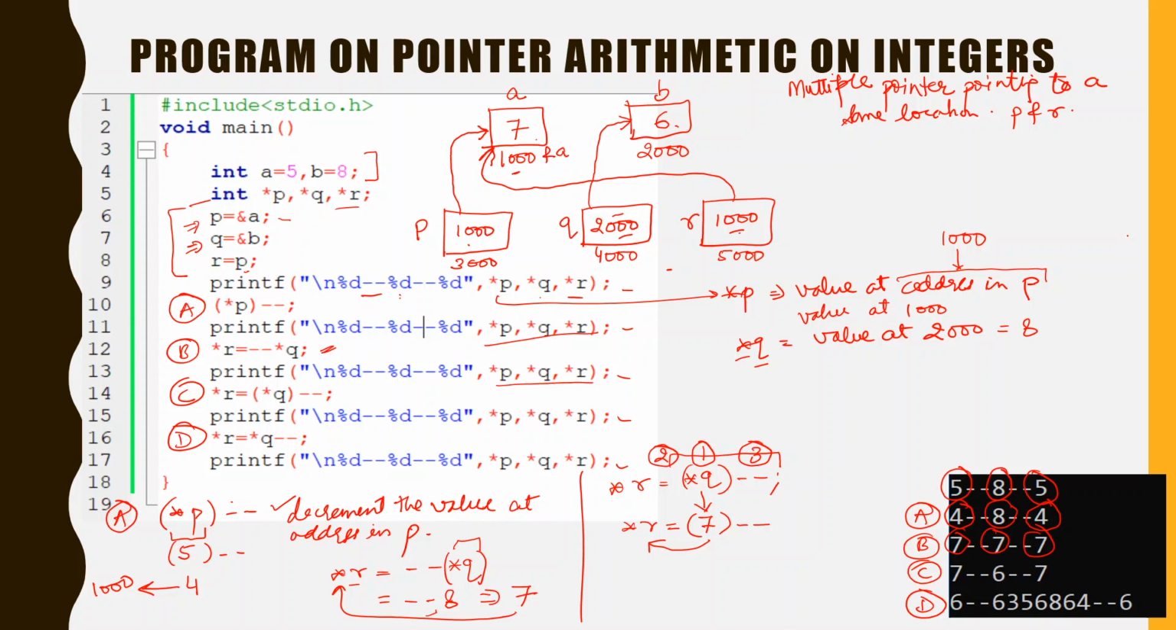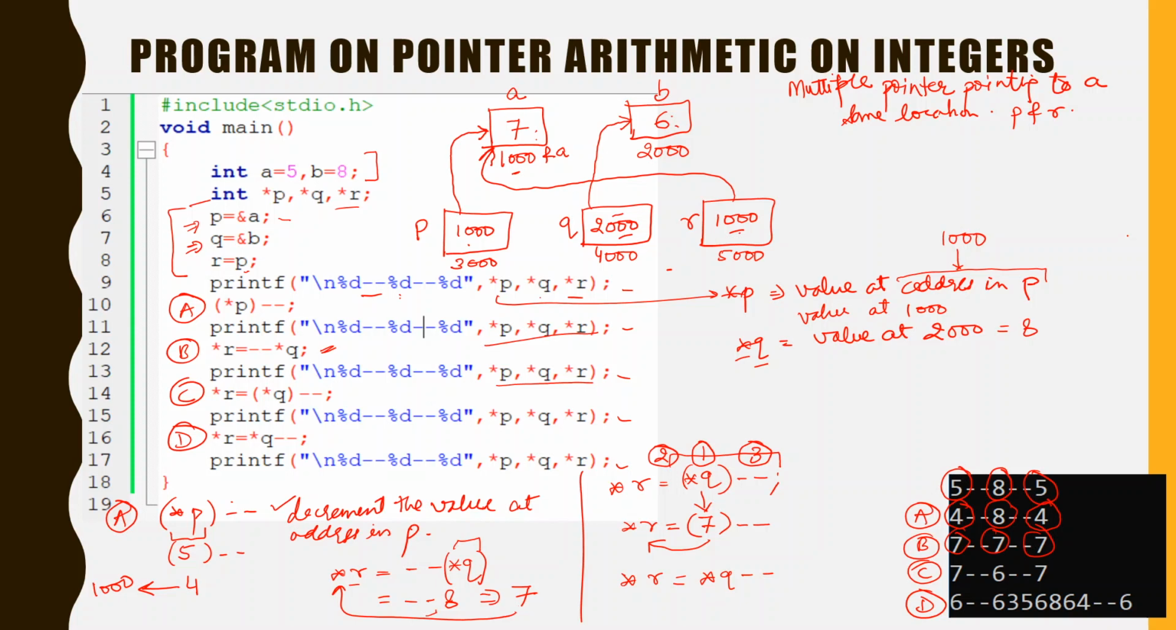7 is transferred to the value at address in r, which is already 7 here, you can see. And third is to apply the decrement operator on the value at address in q, which was 7, and it would be decremented to 6. So this is how it will be resolved. Now we can see the next statement: pointer r equals to pointer q minus minus.